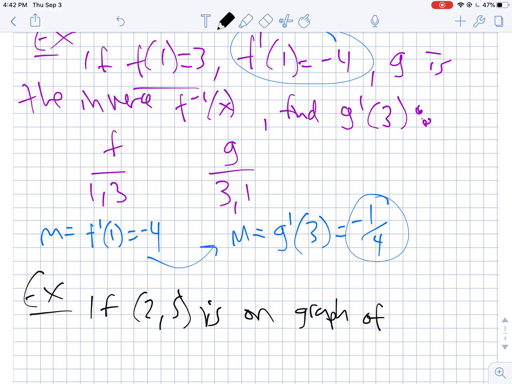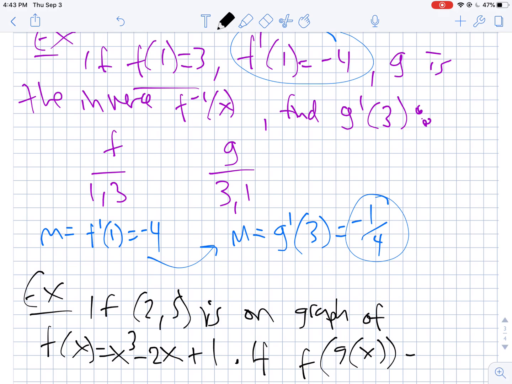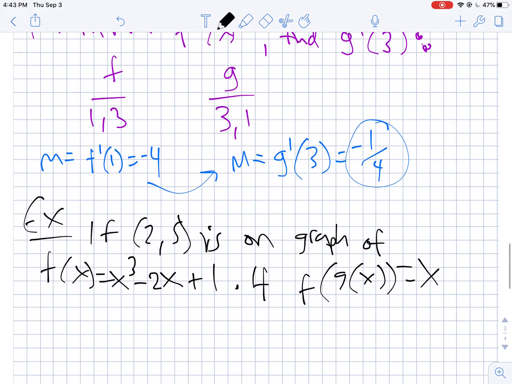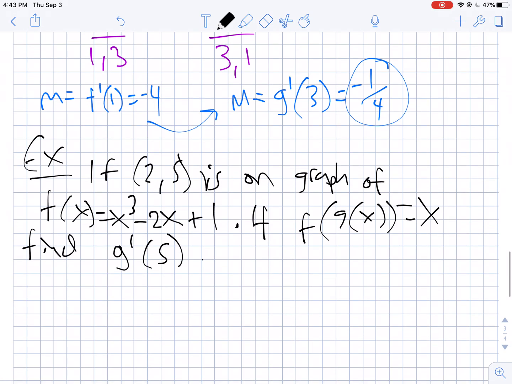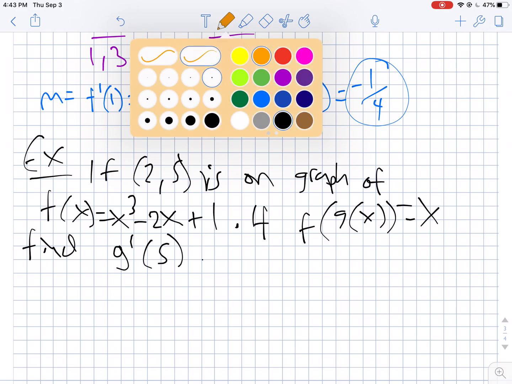Of f of x equals x cubed minus 2x plus 1. If I tell you that f of g of x is equal to x, I'm going to ask you to find g prime of 5. Okay, so now this should have your spider senses tingling from the last video.